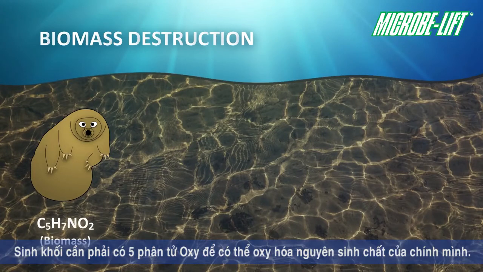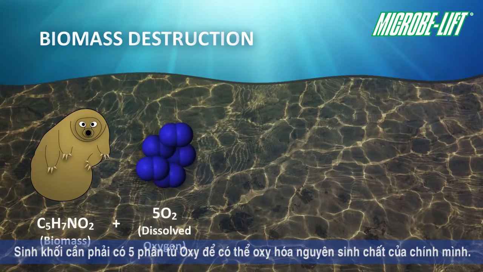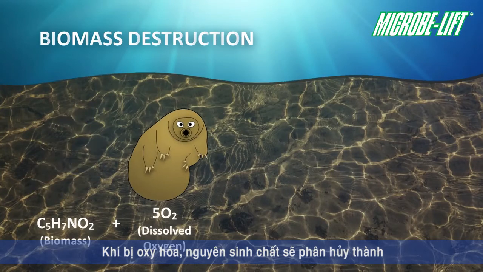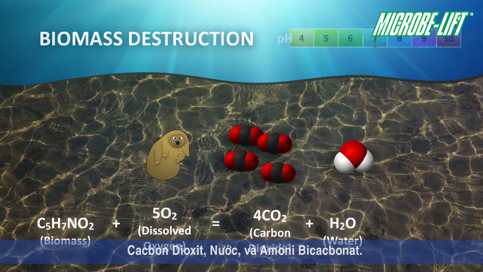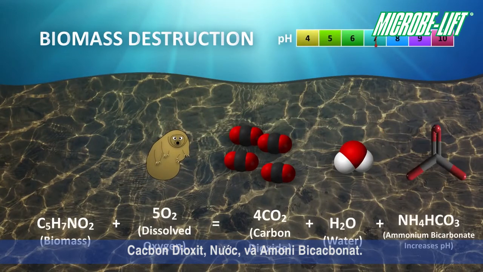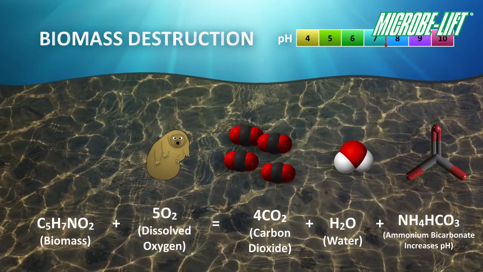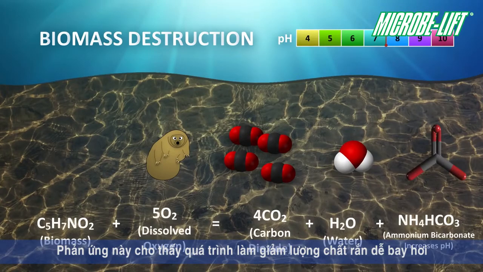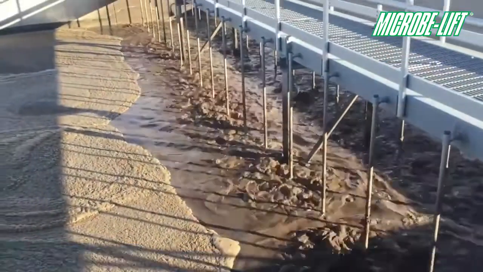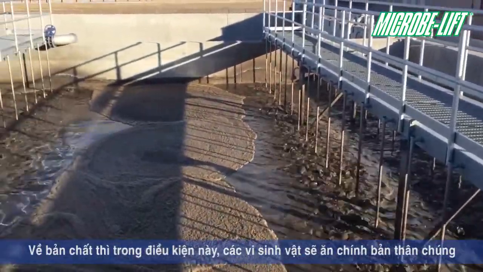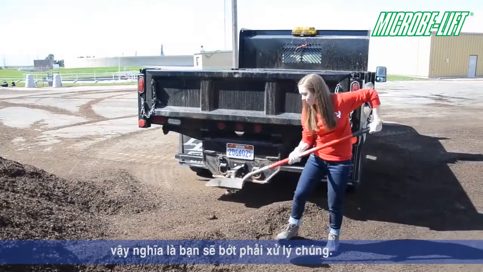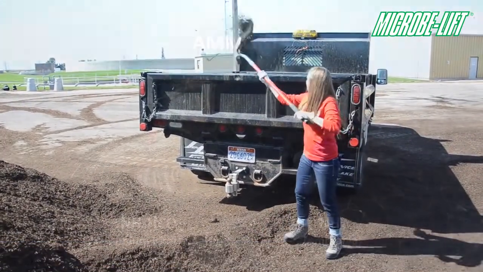The biomass requires 5 moles of oxygen in order to oxidize its own protoplasm. When the protoplasm is oxidized, it is reduced to carbon dioxide, water, and ammonium bicarbonate. This reaction describes how volatile solids reduction occurs in an aerobic digestion system. Essentially, under these conditions, the bugs will eat themselves, which means you need to haul less of them off.